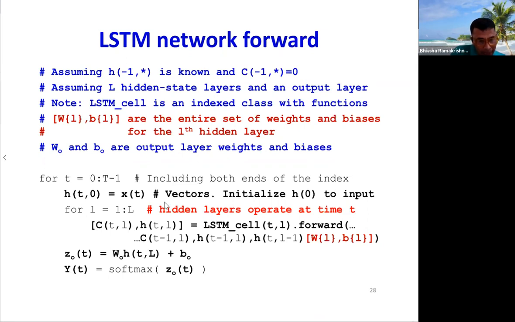And then once you have been through all of the cells, once you get to the final layer, you can just compute the affine value for the output and apply the softmax. So this is not the recurrent portion of the network. This is the output portion. This is the recurrent portion of the computation.